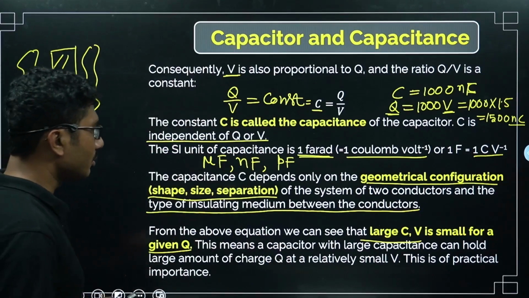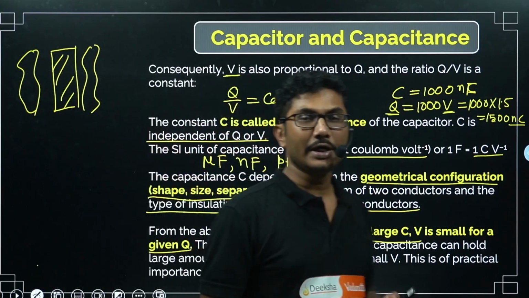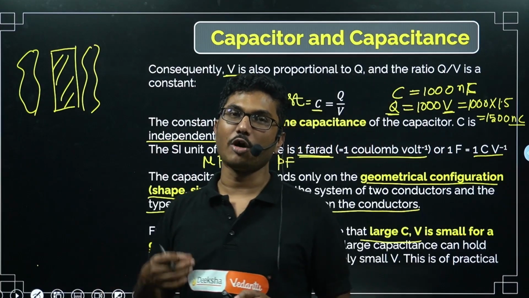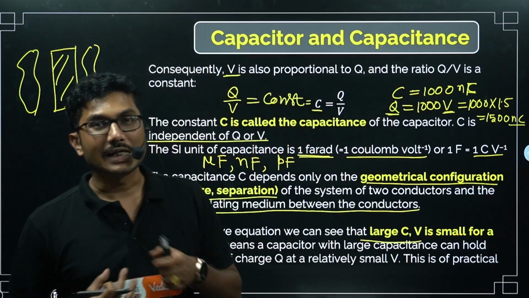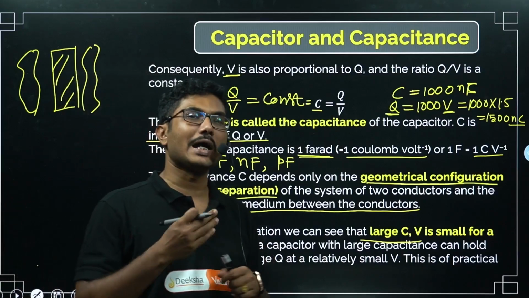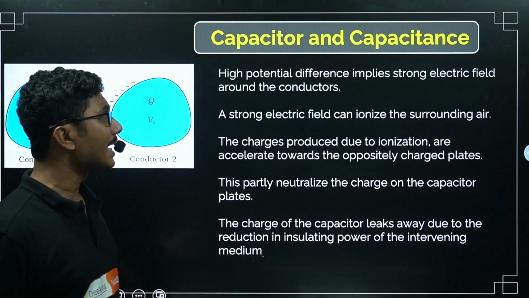This is of practical importance. In practicality, when you are using a capacitor, based on how much charge is required for our operation, we can change the capacitance. If we need a high value, we will use a high value capacitor. Now, where the capacitor is used, we will see that as well.